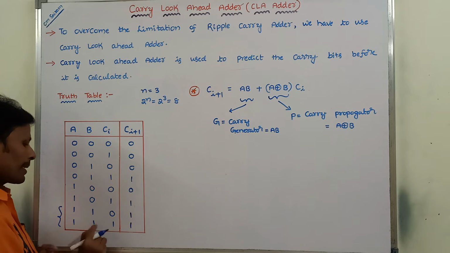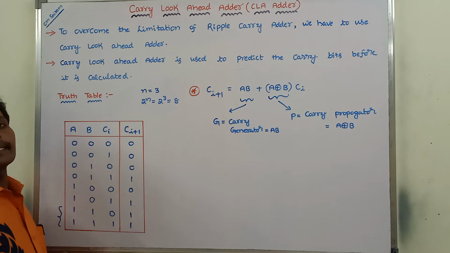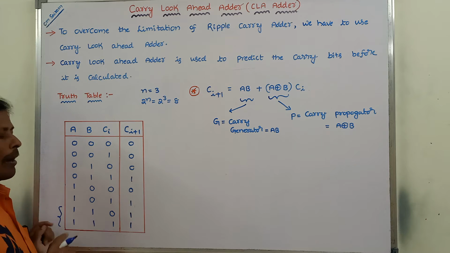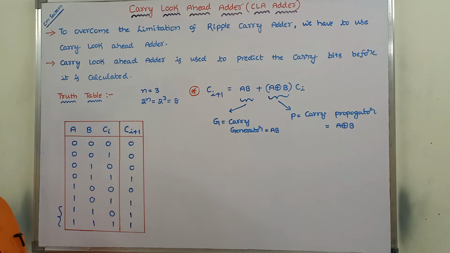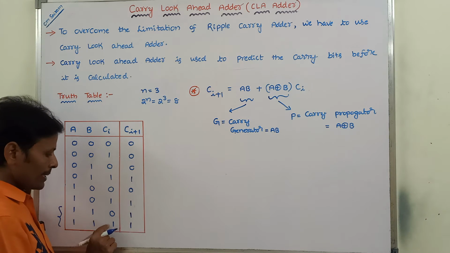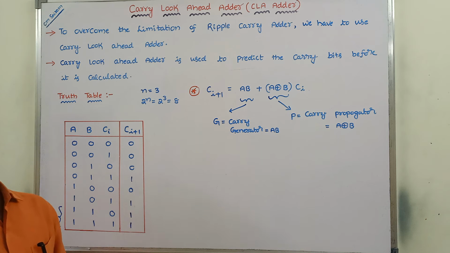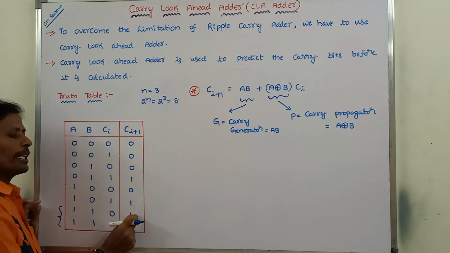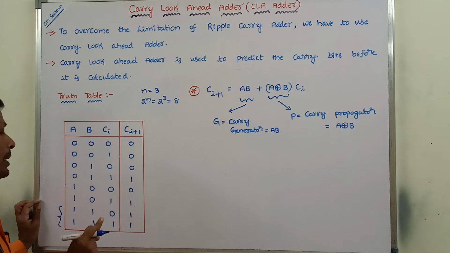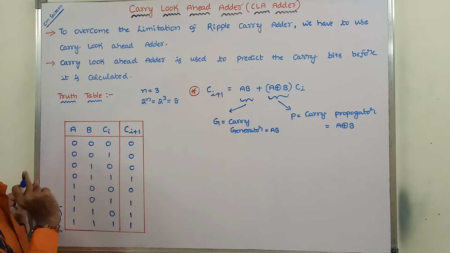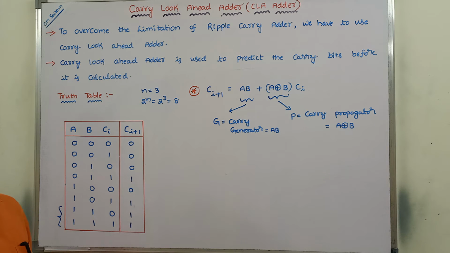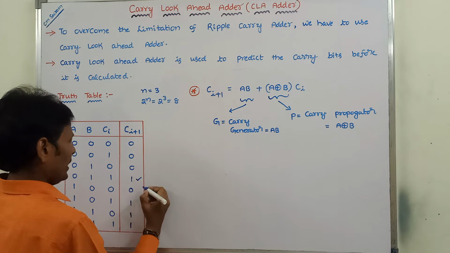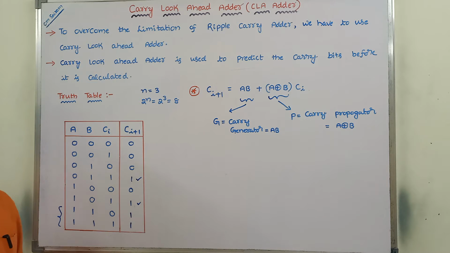Next, in this case also, the output carry C suffix I plus 1 value is high when both the inputs are high. So here we do not consider the input carry bit C suffix I. So in these 2 cases, the output carry C suffix I plus 1 depends only on both the inputs being high. Okay, next one. Now, this case and this case we have to consider.